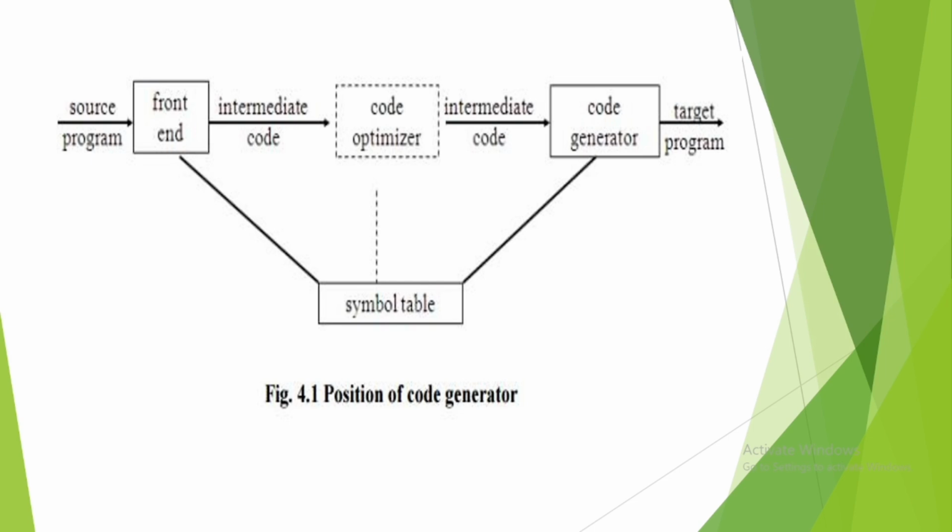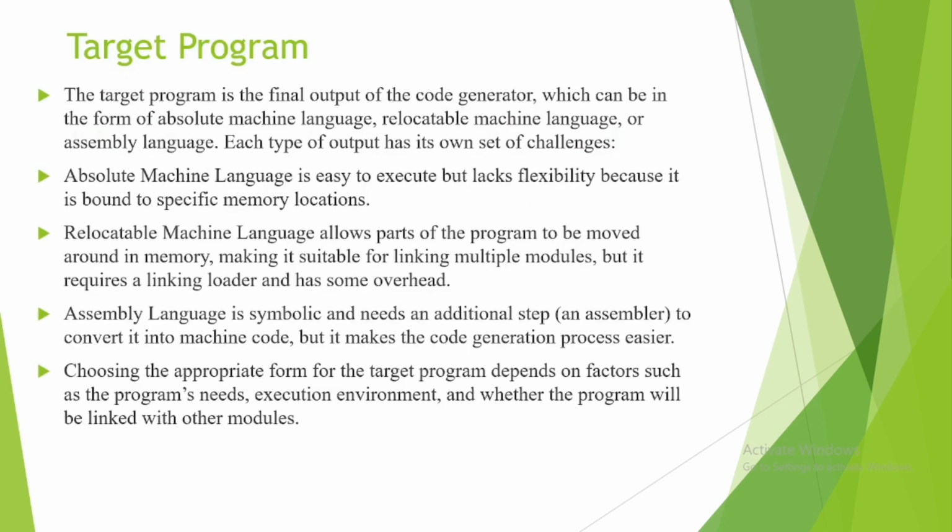This is the structure showing the position of the code generator. Source program, front end, intermediate code, code optimizer, intermediate code, code generator. Last is the target program. The code generator and front end are connected to the symbol table.